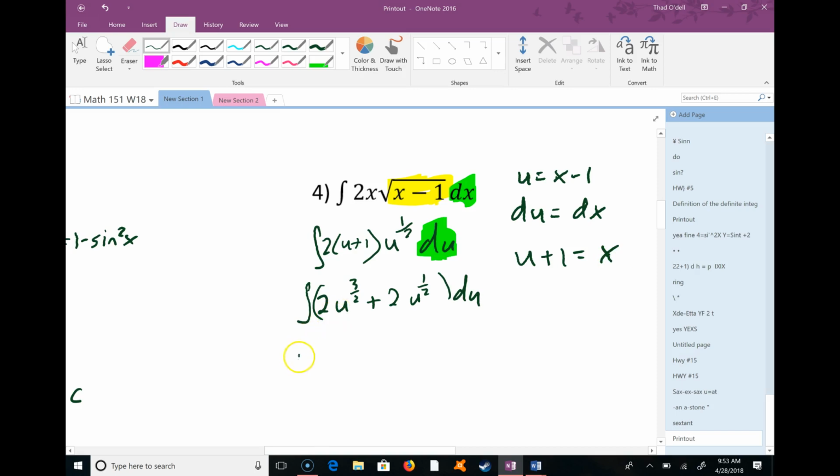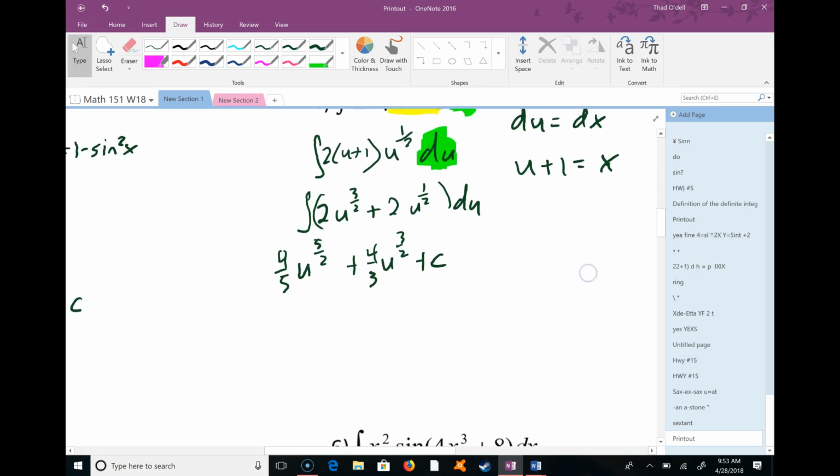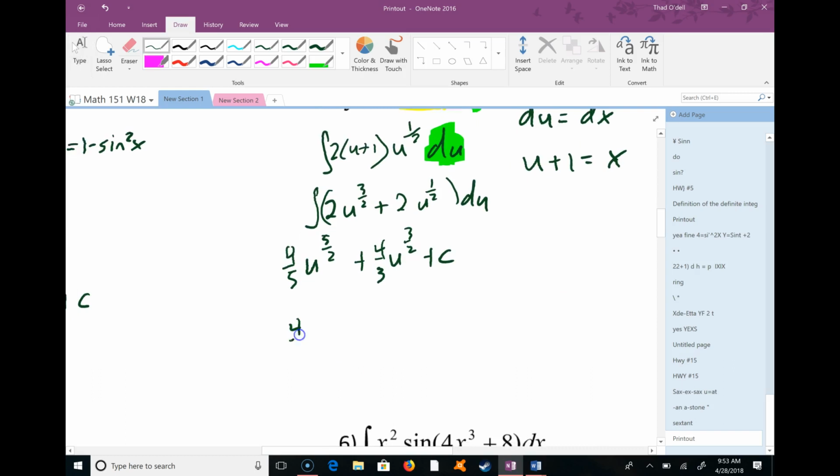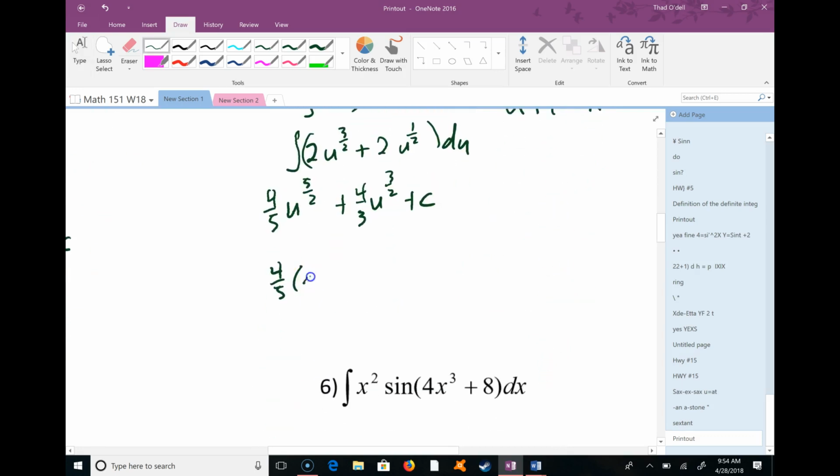So when we integrate, we get u to the 5/2, and then I need a 4/5 to counteract the 5/2 and leave a 2 left over. And then we have a u to the 3/2, and then I need a 4/3 over here, plus c. Substitute the u back in, and we have 4/5 times, what was it, x minus 1? Yeah. x minus 1 to the 5/2 plus 4/3 x minus 1 to the 3/2 plus c.